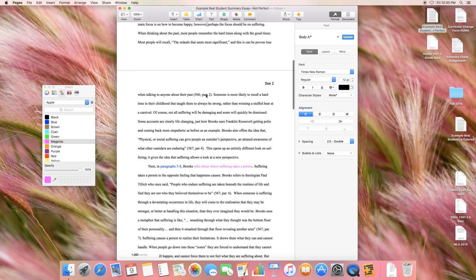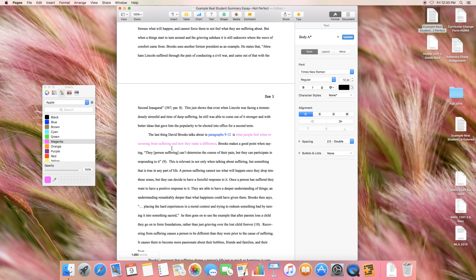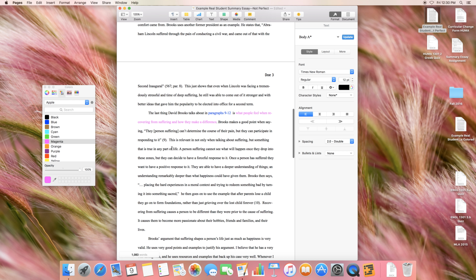And as you see, after this she does 5 through 8. And again, a little bit vague here, it talks about where suffering takes a person. We're going to come up with something more specific. Paragraphs 9 through 12 is what people feel recovering from suffering and how they make a difference. Okay? And then she gets into her conclusion after that.